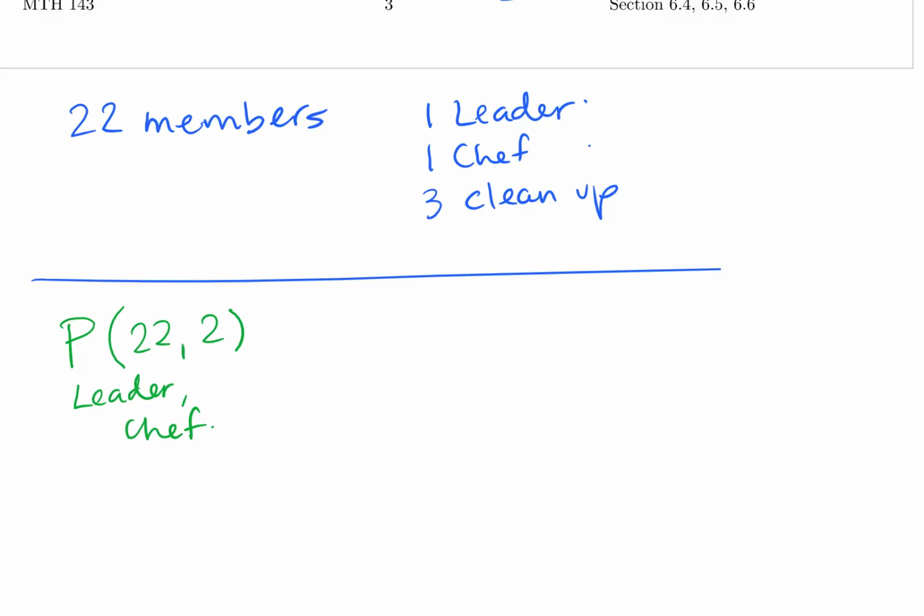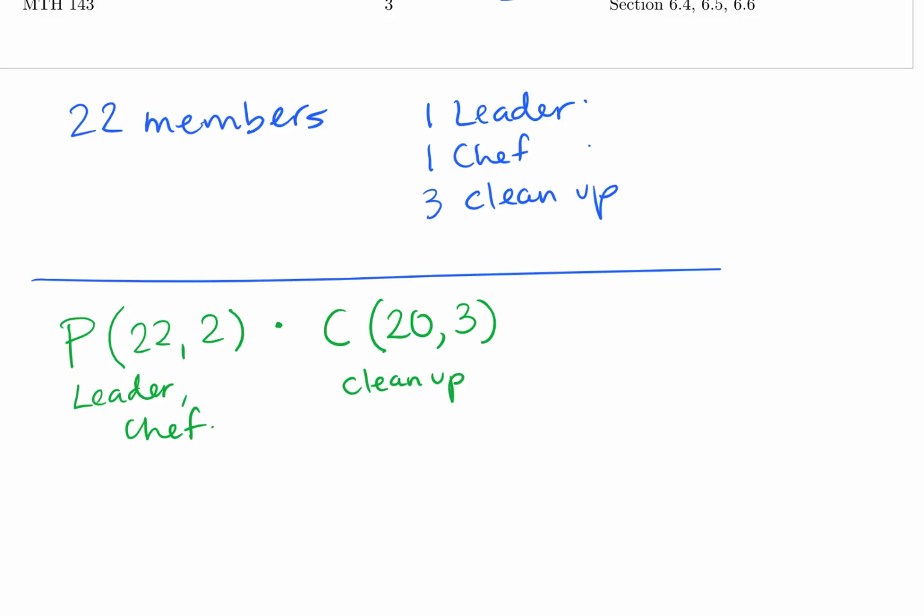Now, for the cleanup crew, the order doesn't matter. If you're on the cleanup crew, you're on the cleanup crew. There isn't cleanup crew person number 1 who's different than cleanup crew person number 2, they all count as cleanup crew. So this would be a combination, but since we've already chosen the leader and the chef, we no longer have 22 people to choose from. Instead, we have 20 scouts to choose from. So out of those 20 scouts, we're going to choose 3 of them. And if we take the product of this permutation, we get the exact same thing that we did previously. So that's one way you can do this. Choose your leader and your chef, and then choose the cleanup crew after that, from the people that are still remaining.